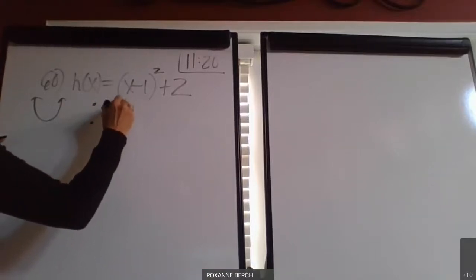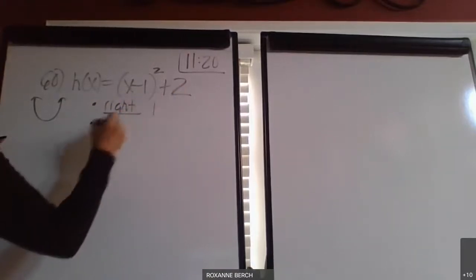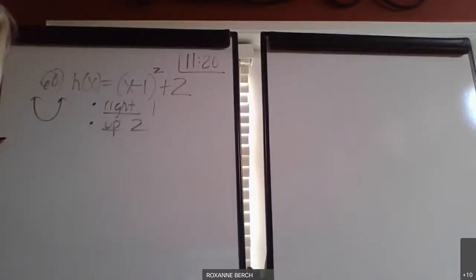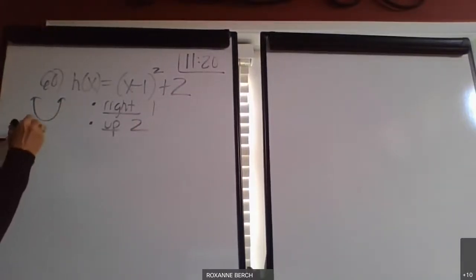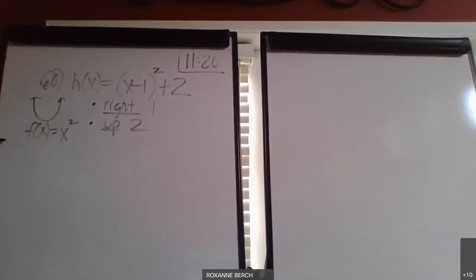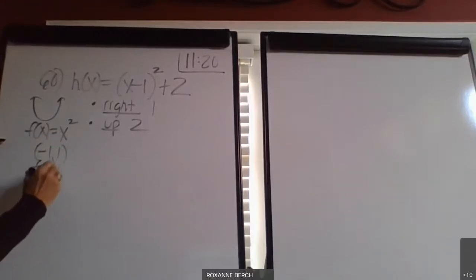This is right 1, which does not change shape. And this is up 2, which does not change shape. So you need to know what points come with the parabola. And if you don't know, you can write down the parent and figure them out. So put in a -1, quantity squared is 1. Put in a 0, 0 squared is 0. Put in a 1, 1 squared is 1.